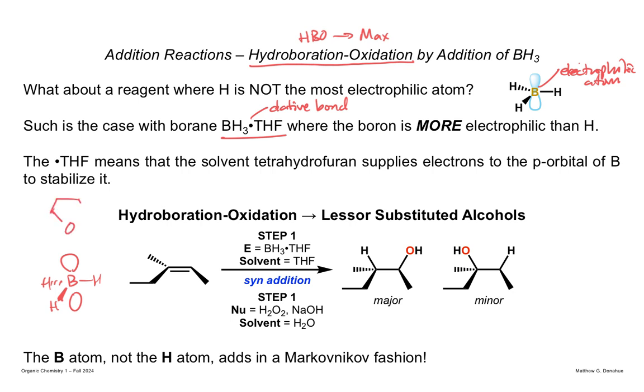So this is THF. It has these lone pairs. And the way that a dative bond is represented is just by an arrow. That's showing that the lone pair occupies that empty orbital to stabilize the reagent.